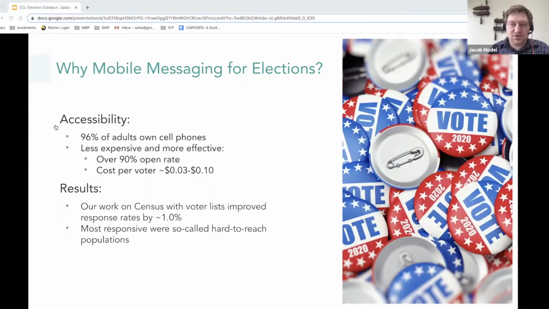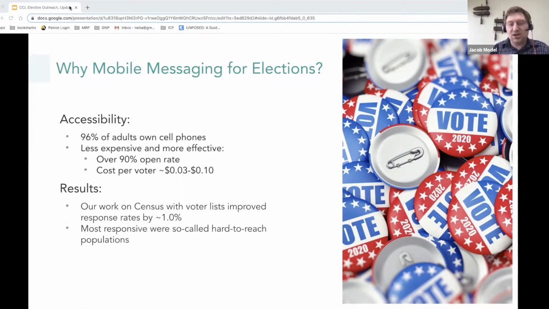So in our census work, which we'll describe in more detail in a few minutes, we were able to reach out to the voter list, to cell phone numbers there in a few states, and we were able to increase response rates to the census on the days we reached out by about 1%. To put that into context, on any given day, the percent of households that respond to the census is something like 2% of all households. So a 1% increase is really, really sizable.